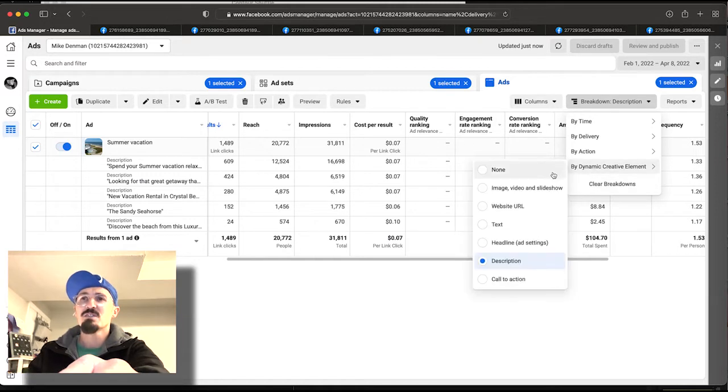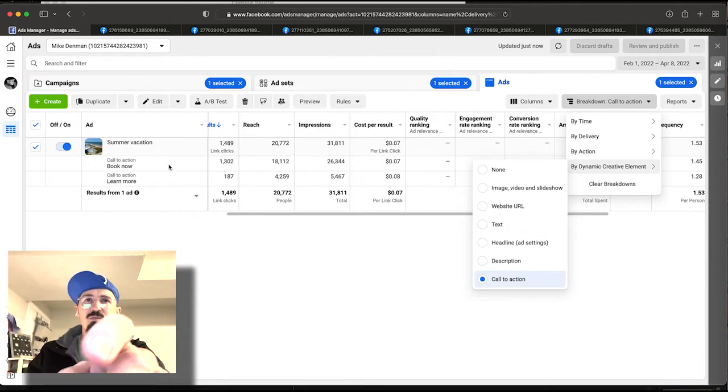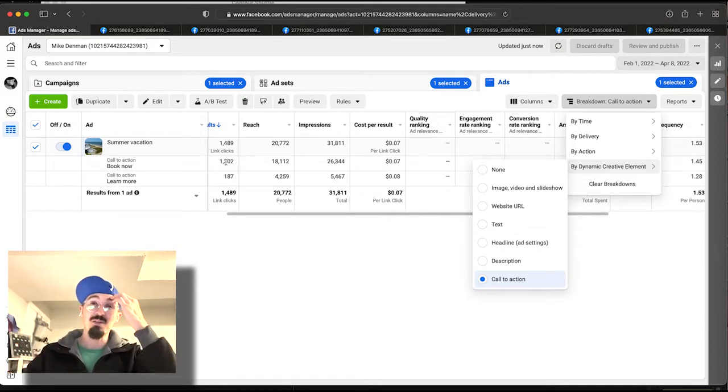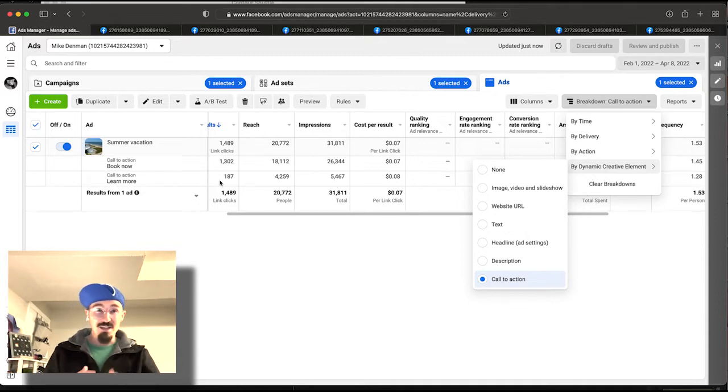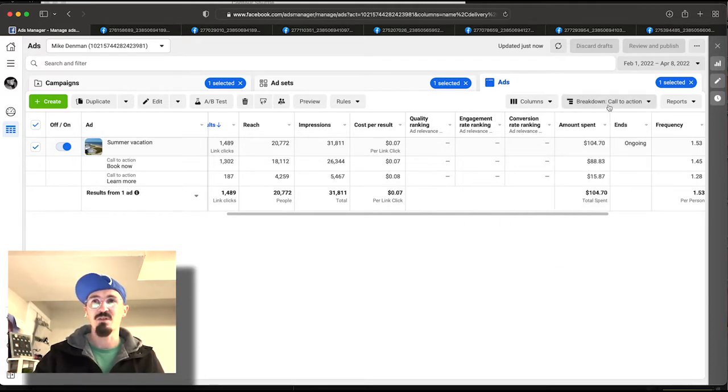And then call to action, I really didn't have too much for call to action. This is just, book now did the best, learn more did the worst, 187. So I'll probably just put book now on everything going forward, so that book now is the trigger call to action word that will help them want to book it, and they'll see that on a button right there on Facebook or on most of the interfaces.